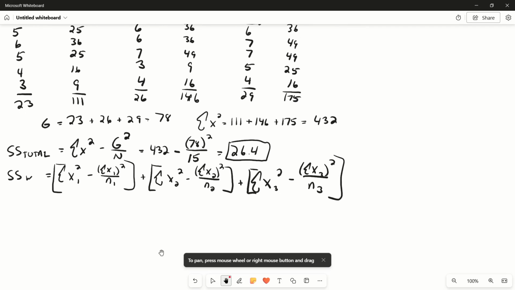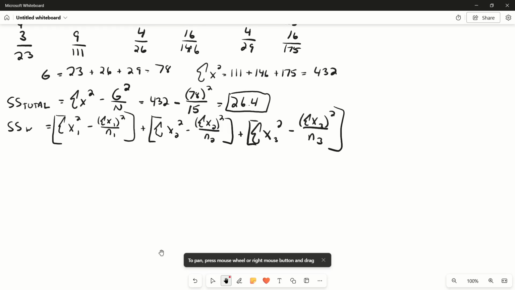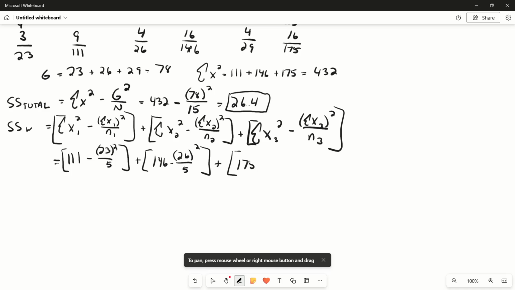So we're now going to move that up even more, and we're going to solve it. So let's start with group 1. We have 111. So I'll just put brackets to keep everything separate. Minus 23 squared over 5. For group 2, we have 146 minus 26 squared over 5. And for group 3, we have 175 minus 29 squared. So I'm finding the sum of squares for each of the three groups.